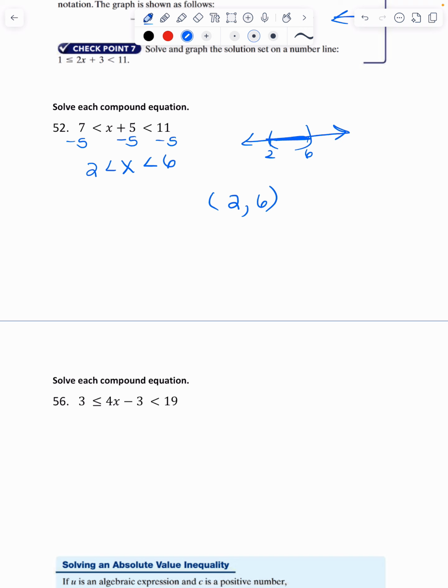If I solve 56, we're going to solve this compound inequality. I'm going to add 3 to each part. I get 6 is less than or equal to 4x is less than 22. Then to solve 4x, I would divide by 4, so I'm going to divide all the parts by 4. It doesn't matter that my answer is a fraction. All I'm going to make sure is that my fraction is reduced. So 6/4 reduces to 3/2. And 22/4 reduces to 11/2.